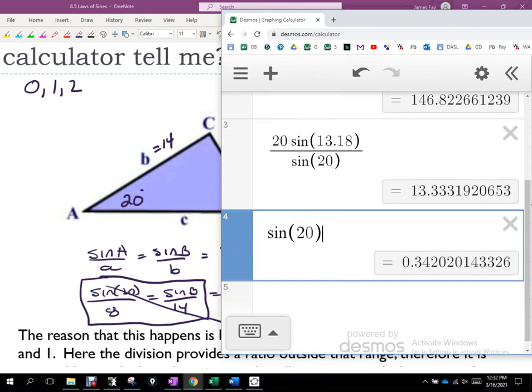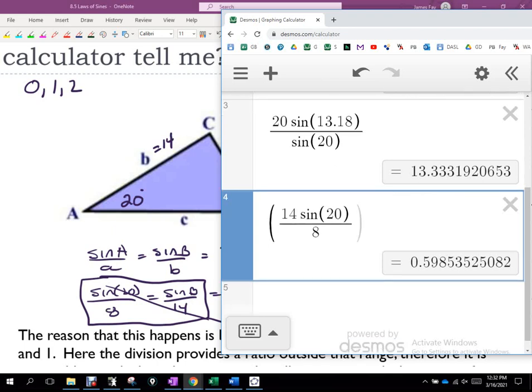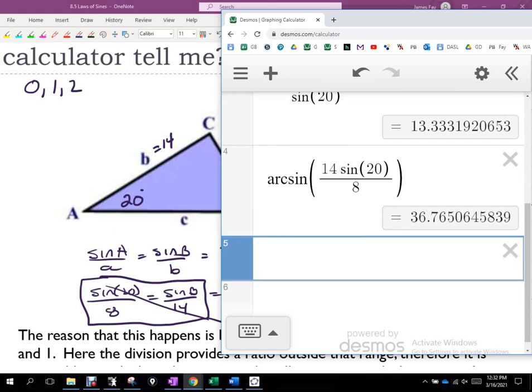Sine of 20 is that. Okay, 14 is that, divided by 8 is that, right? Okay. If I go sine inverse, we get that number there, correct? Okay. Now, if I take that number right there, which is the first angle, so we know we have that angle.